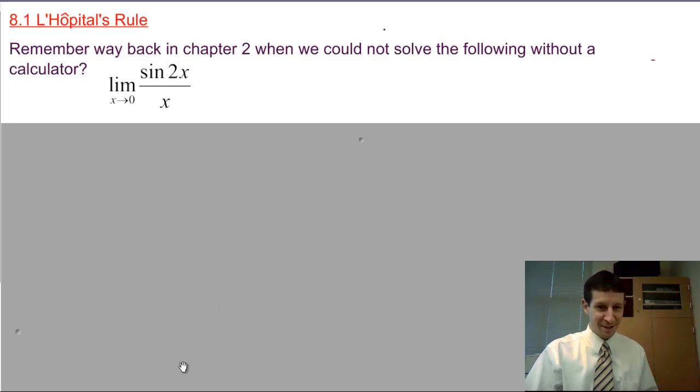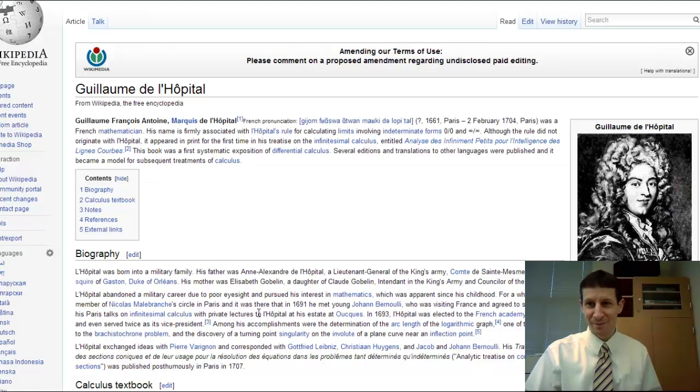Maybe it'd be fun to take a look at what L'Hopital looked like. Let's see if I have a picture of him somewhere. Here's from Wikipedia. There he is, L'Hopital, born in 1661, so he's really old school.